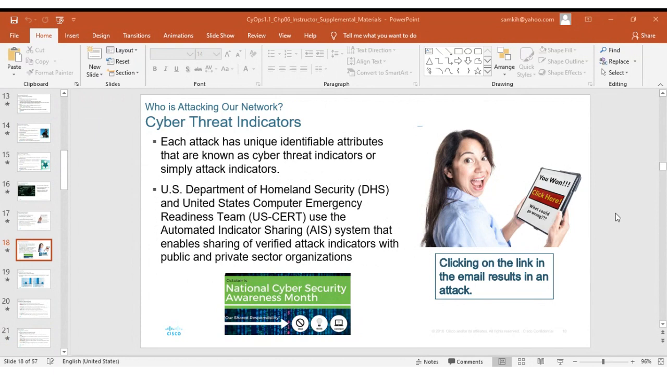And we have the US Department of Homeland Security, that is DHS, and the United States Computer Emergency Readiness Team, that is US-CERT, who use the Automated Indicator Sharing system that enables sharing of verified attack indicators with public and private sector organizations. So we have those agencies from the US which share the various kinds of attacks which have happened in most networks, and they share with the public, so that you can know which network was attacked and how you can prevent that kind of attack.